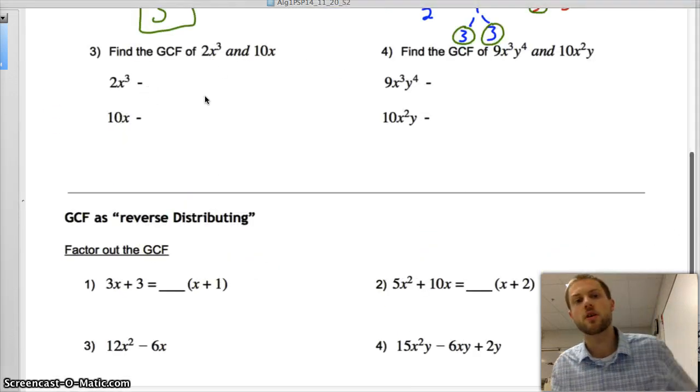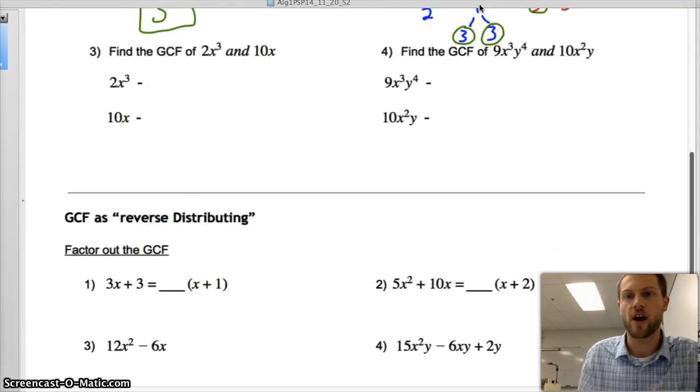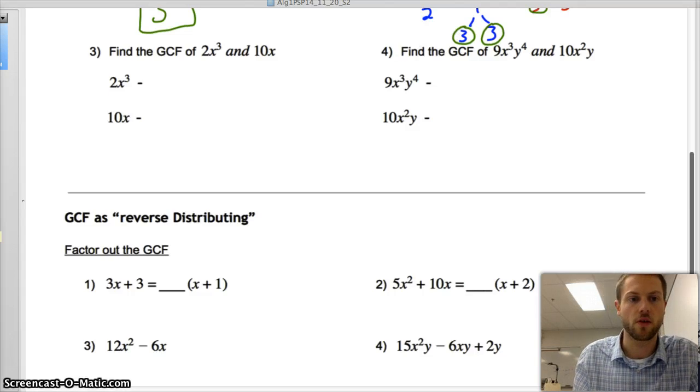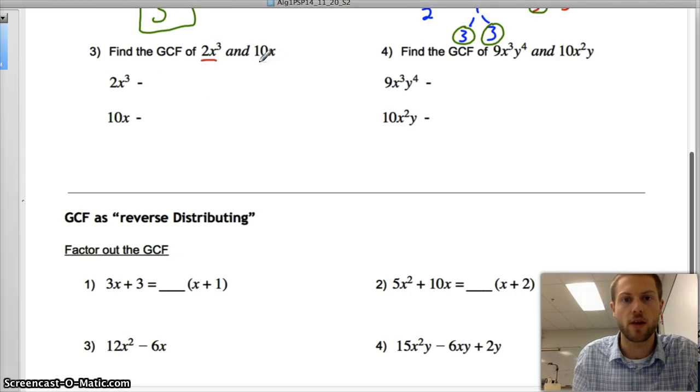Okay, for these next two, we're not going to actually make a prime factorization tree, but we're just going to list out the prime factors. I think that we can handle that. So let's take a look at this first one. I want to find the GCF between 2x cubed and 10x.